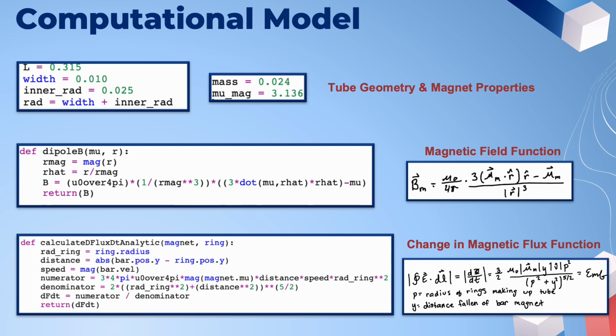To computationally model this experiment, I used the starter code, which includes the objects of the magnet in the tube, as well as the initial velocity and position values. I then included my initial conditions as stated earlier, and then created a function for calculating the magnetic field due to the bar magnet using an equation derived from the Biot-Savart law. Next, I created a function for calculating the rate of change in magnetic flux through each ring in the tube, which I used from the equation shown previously.